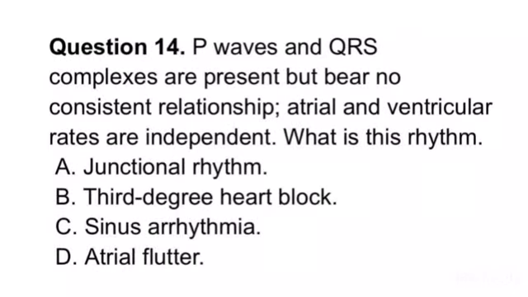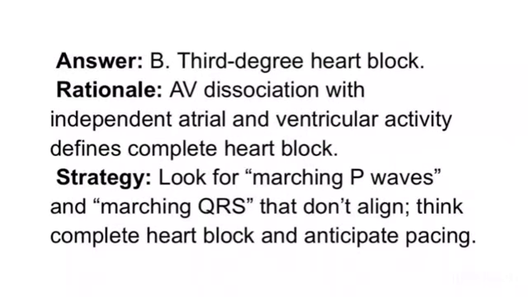Question 14. P waves and QRS complexes are present but bear no consistent relationship. Atrial and ventricular rates are independent. What is this rhythm? A. Junctional rhythm, B. Third-degree heart block, C. Sinus arrhythmia, D. Atrial flutter. Answer: B. Third-degree heart block. Rationale: AV dissociation with independent atrial and ventricular activity defines complete heart block. Strategy: look for marching P waves and marching QRS that don't align, think complete heart block and anticipate pacing.